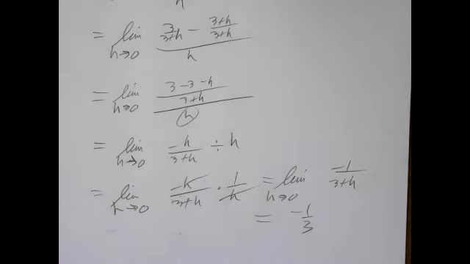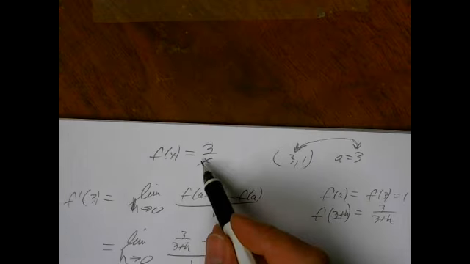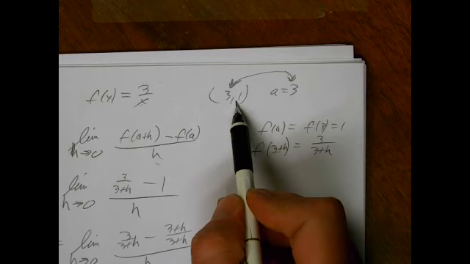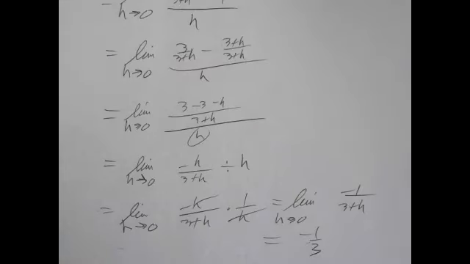All that work just for negative 1/3? Yes. All that work just for negative 1/3. That basically means that this function has a slope of negative 1/3 at that point. So if you wanted to go on, you found the slope.